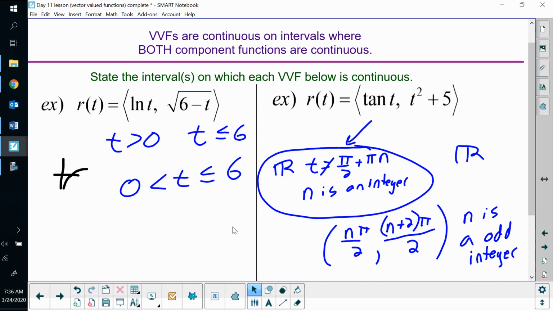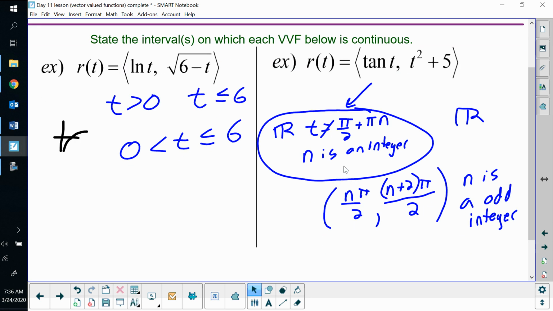And a little more challenging one. So tan is continuous everywhere except for the odd multiples of pi over 2. So we could write that as t can't be pi over 2 plus pi n, where n's an integer. Because if you added on 1 pi to this, that would put us at 3 pi over 2. If you had 0 pi, that would just be pi over 2. Negative 1 pi here, that would be negative pi over 2. So this accounts for all of those. This one is all real numbers. So this would be where we are continuous.